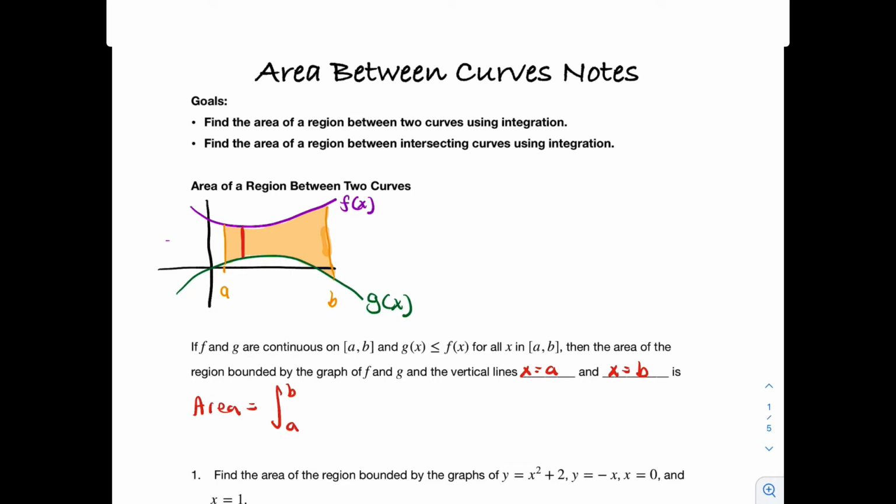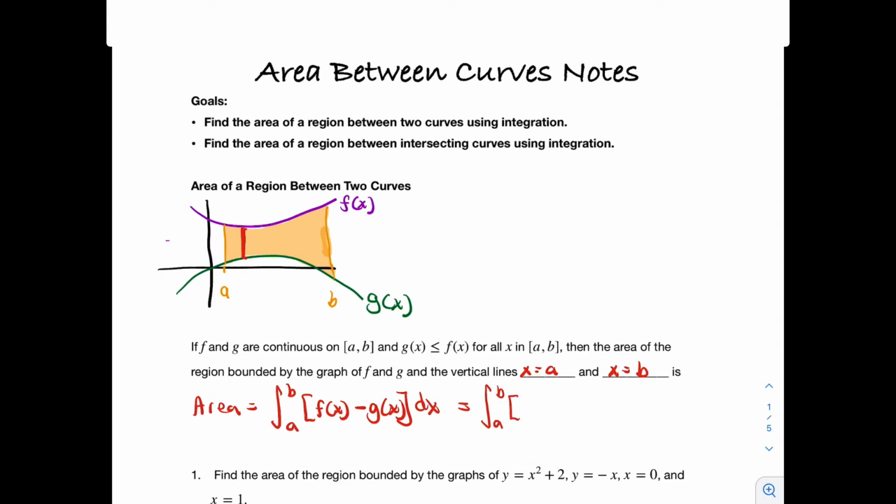And then I want to find the height of this representative rectangle I just drew in red. And so the height of that representative rectangle is going to be the height of my function f of x minus my height at g of x. And then I need to multiply that by the width of my rectangle, which is my change in x, which is dx. And then integrating that.